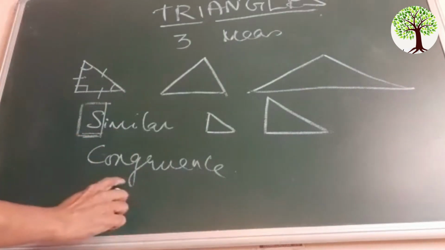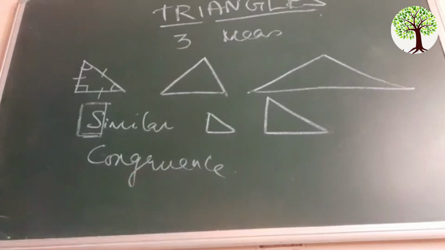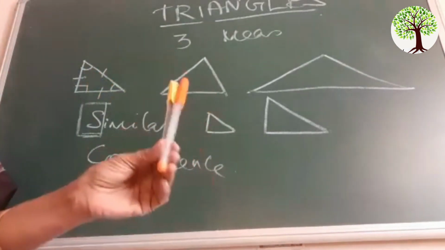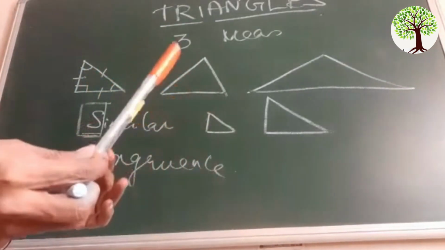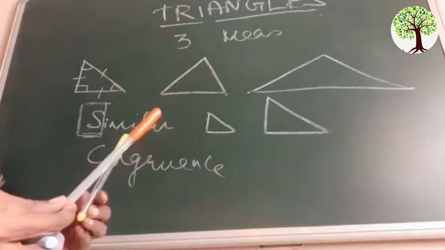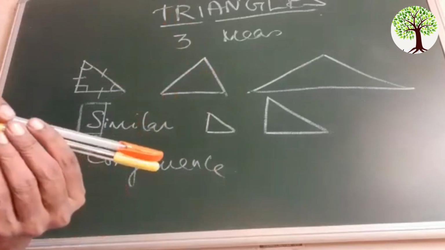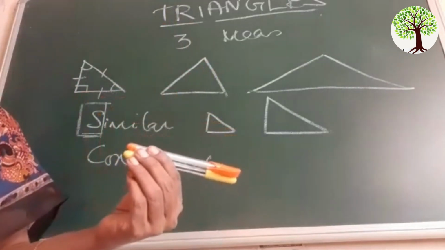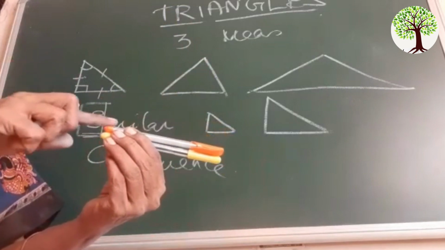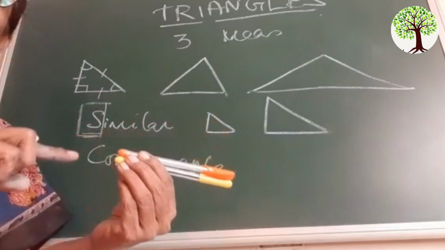Right. Now, we take the congruent figures. What is the meaning of congruent? Suppose I have 2 pens with me. Both the pens have the same breadth, same length, everything is the same. Suppose we superimpose one above the other, then it exactly coincides with the other. Then that type of figures, we call congruent figures.